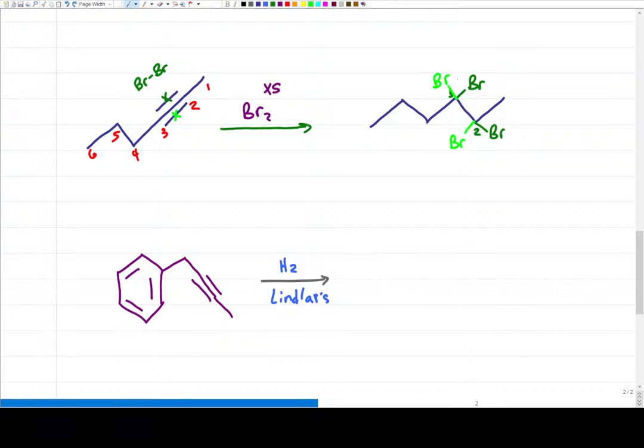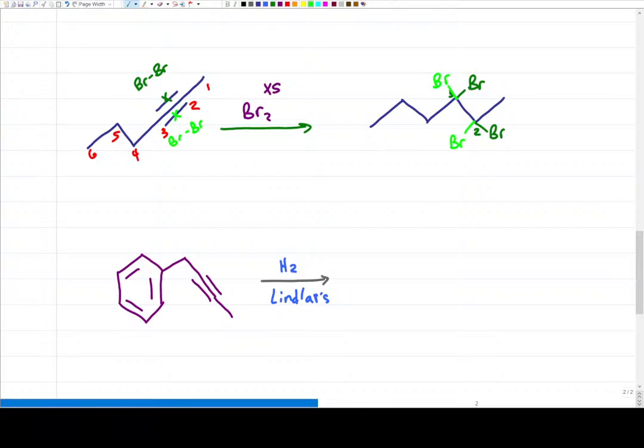And for the second one, once again, the pi bond breaks and I have a Br2 being added. That's this one and this one. So even though I'm adding 4 bromines, it's only 2 pi bonds that I'm breaking to get the 4 bromines onto the molecule.